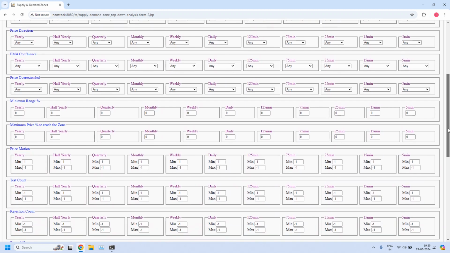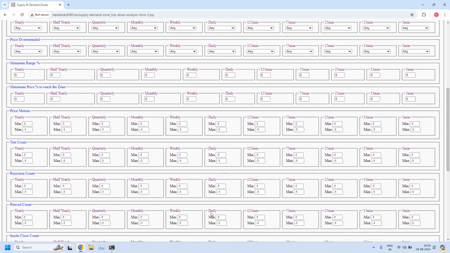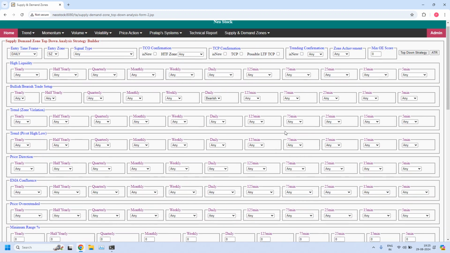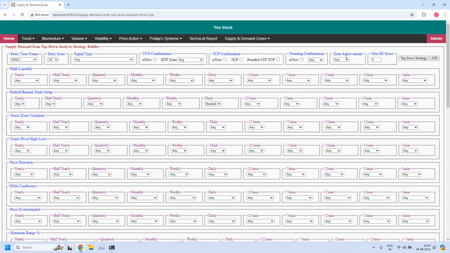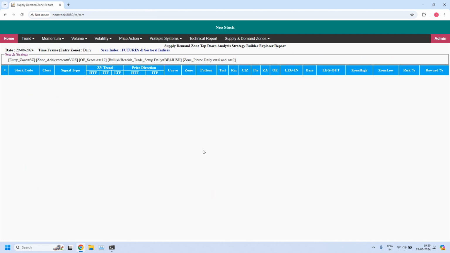So in the pierced count column, in daily time frame, minimum value I am selecting 0, maximum value I am selecting 0. That means daily supply zone is not pierced. Zone achievement is violated opposing zone. Minimum odd enhancer score is 12. All the three filters are applied to daily supply zone. So currently there are no stocks supporting a bearish trade setup for monthly income trade, entry time frame daily.